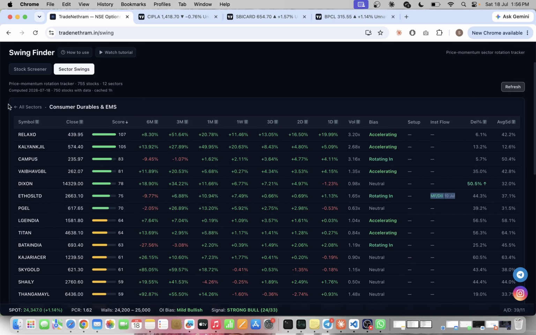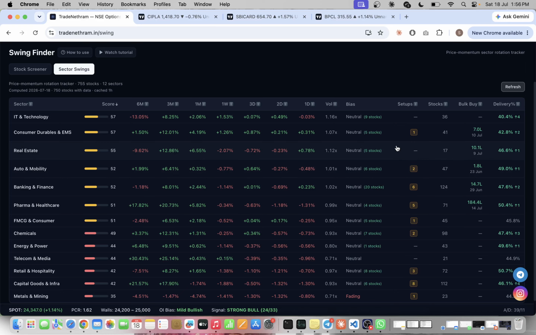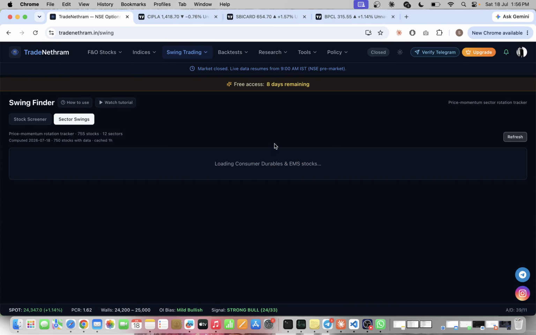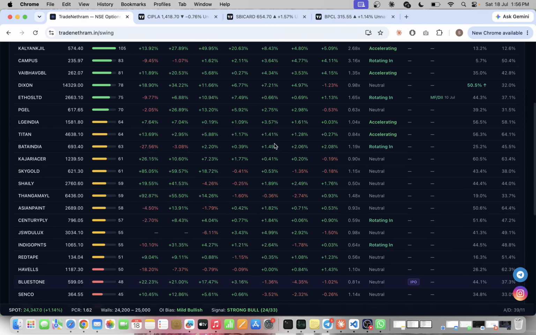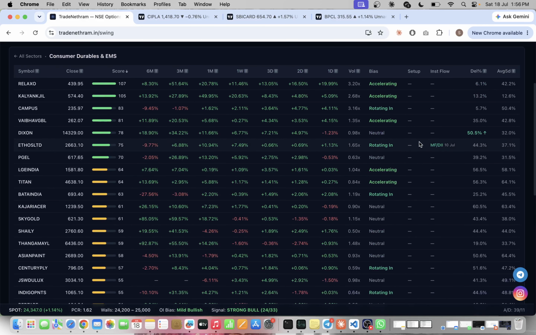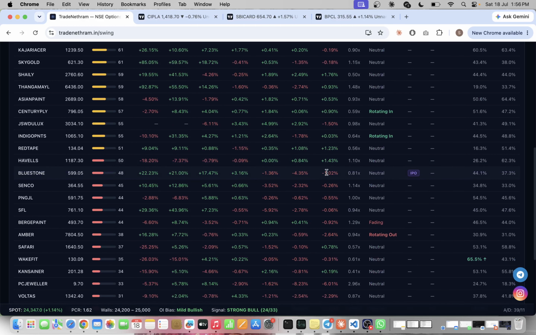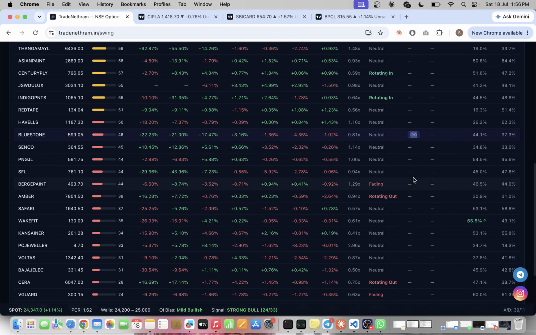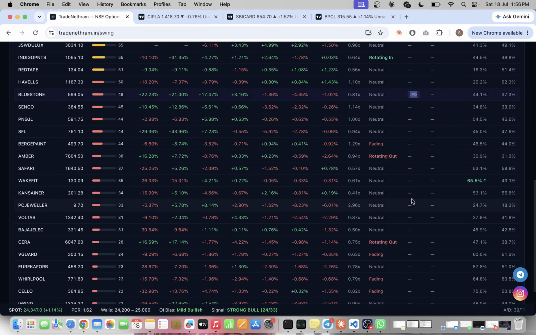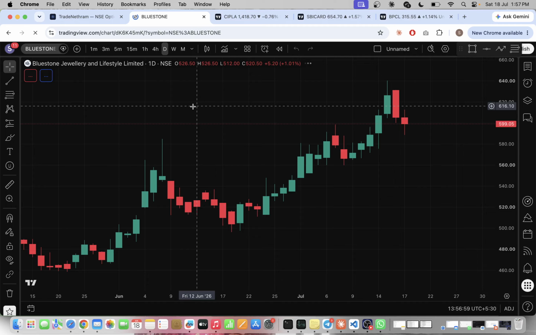So remember I talked about the setup previously. Here this one is showing 1, right? That means there is one stock available for the setup. Which one is it talking about? It's not just about the money flow happening by mutual funds or DIIs. You can come over here and see Bluestone has a symbol called IPO. What is this IPO, right? We will talk about that later. So in this case, in Bluestone, an IPO setup is being formed.